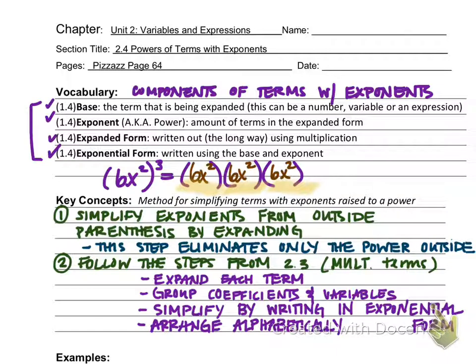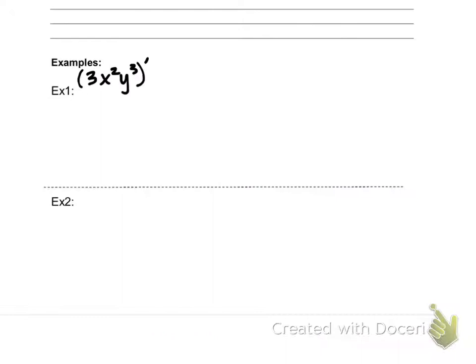Again, the main point that we're going to recognize here is that we need to expand for that outside term, and then we can follow the steps that we used for multiplication. Let's take a look at a couple of examples. So our first example is 3x squared y to the power of 3, that entire quantity raised to the power of 4.